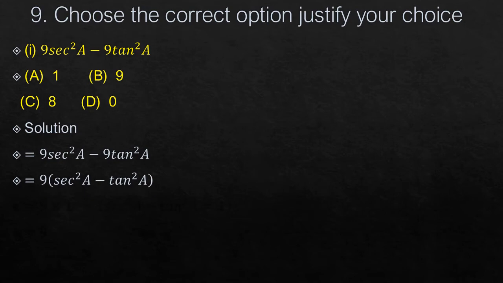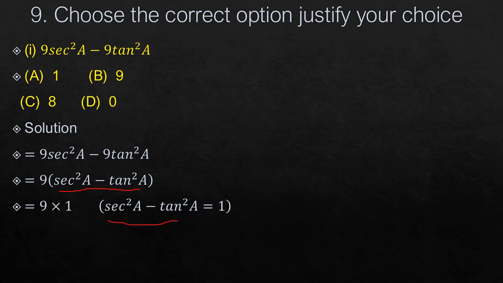Take 9 common. So you get secant square A minus tan square A. I think now you have learned all the identities. So what is this identity? Secant square A minus tan square A is equal to 1. So you get 9 into 1. So write in bracket that secant square A minus tan square A is equal to 1. So the correct answer is B. So your correct answer is option B. Okay, so this is your first part.